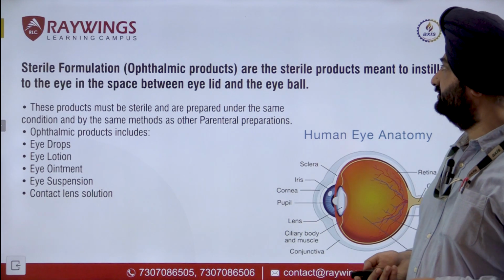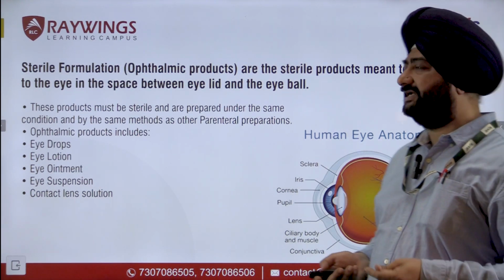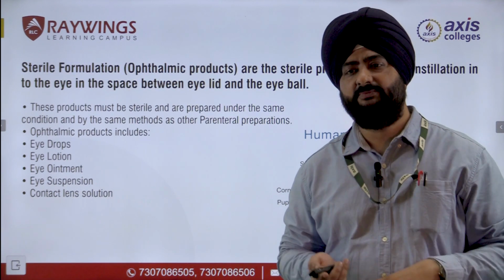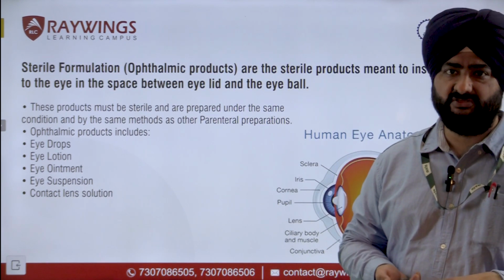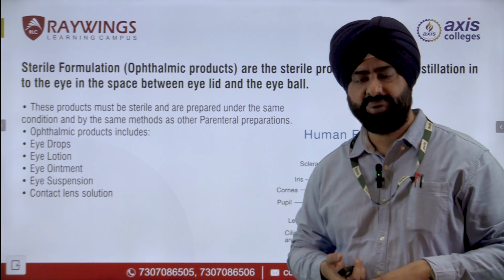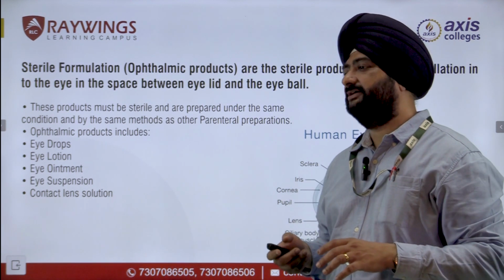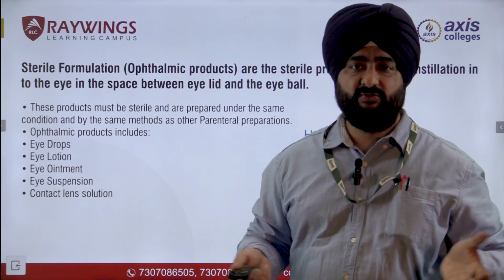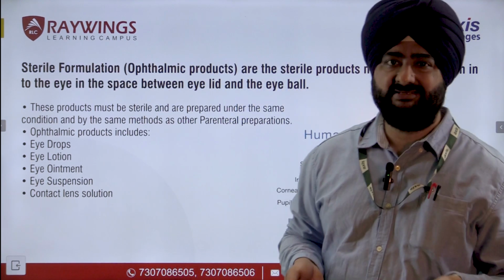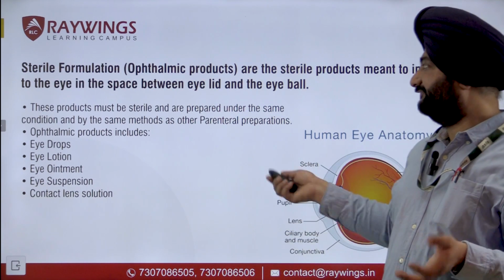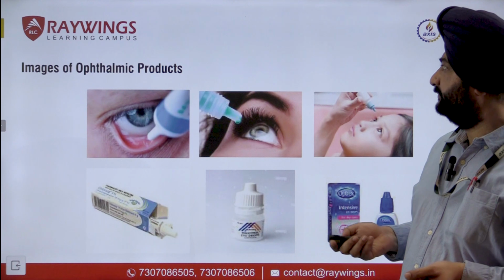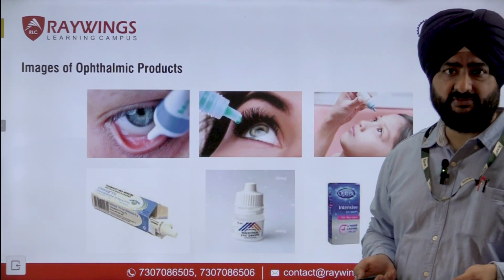Now these are the ophthalmic products or ophthalmic formulations, of different types, like eye drops, eye lotions, eye ointments, eye solutions, and contact lens solutions. In this we have to cover the structure of the human eye. Once we know the structure of the human eye, then we can easily understand the different dosage forms of ophthalmic products. So these are the various images of ophthalmic products.